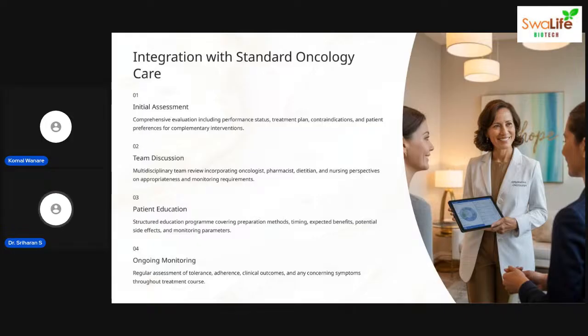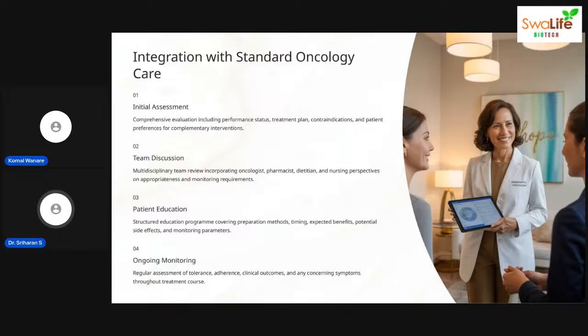After the initial assessment, we want to have a team discussion with chief doctors, nursing aides, clinical pharmacologists, and nutritionists. After the team discussion, we want to give the patient education about it. The healthcare role may play a major part, nursing or clinical pharmacologist. Why? Because if patient education succeeds, the result will be good. So, patient education and ongoing monitoring.